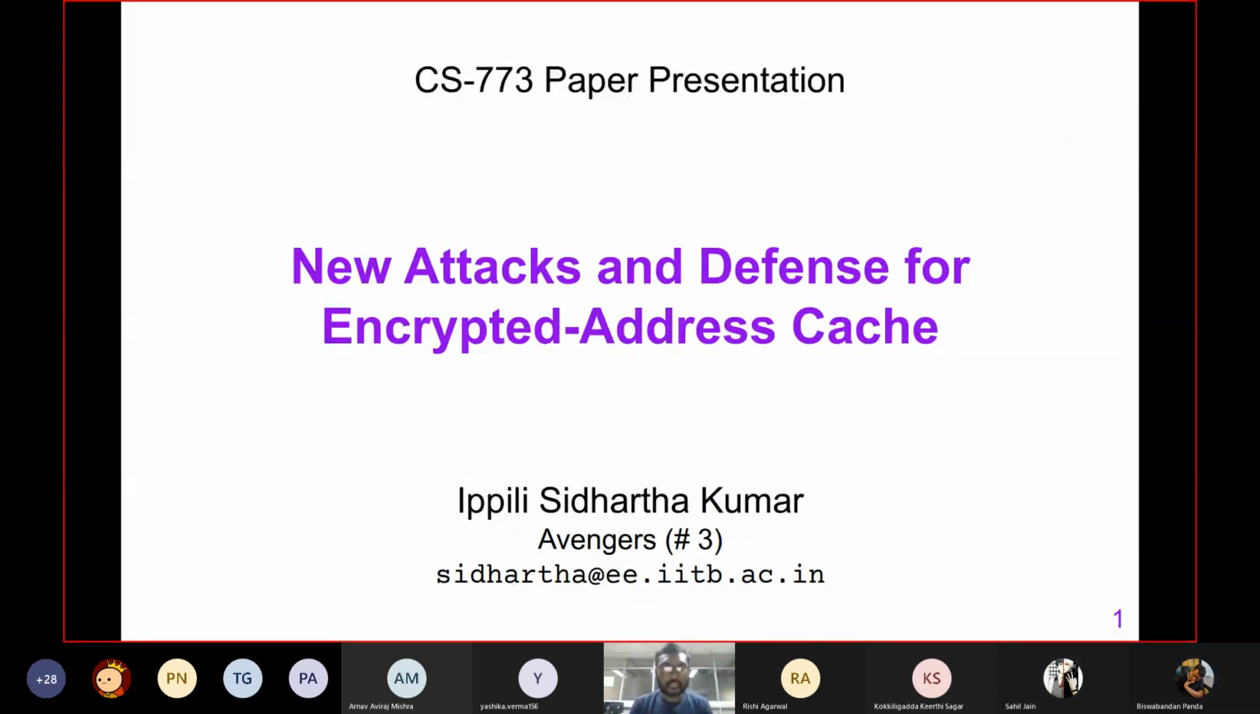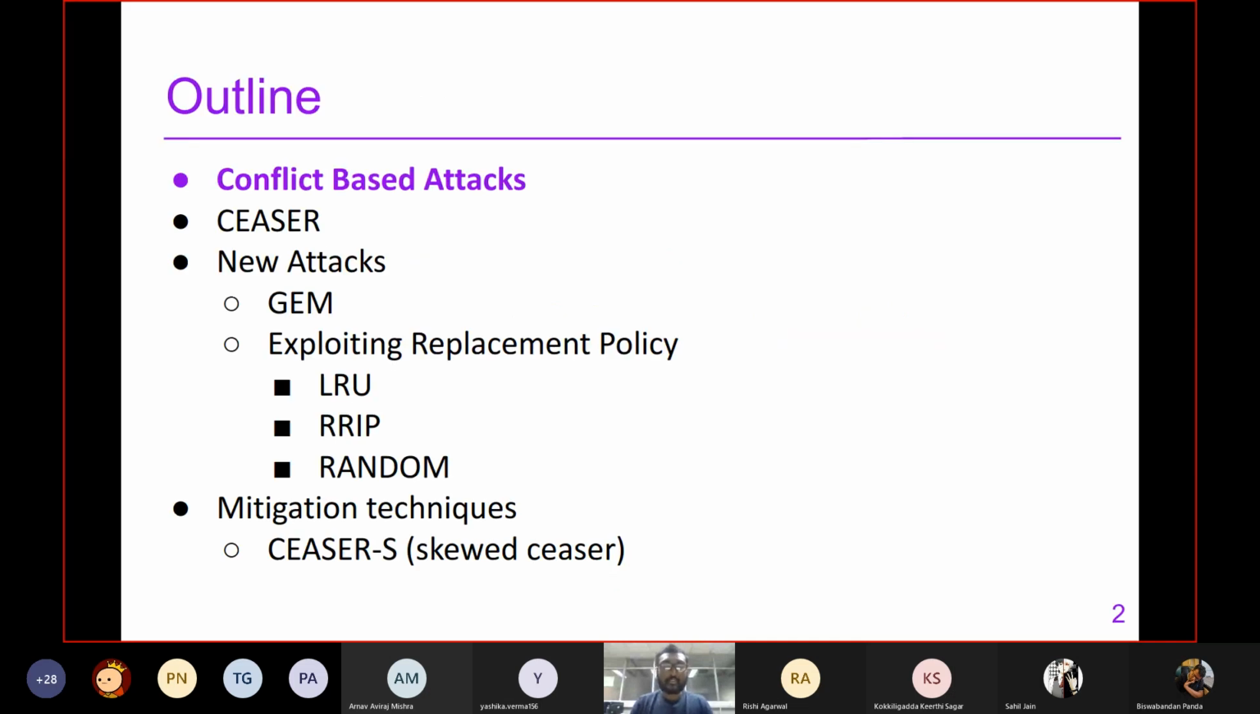So myself Siddharth and I am going to present the paper titled New Attacks and Defense for Encrypted Address Cache. So the main contributions of this paper can be divided into two categories. First is they try to develop fast eviction set finding algorithms that can be used to attack systems which have some cache randomization based mitigation techniques. And then they also try to come up with some modifications to those randomization techniques where these fast eviction set forming algorithms also fail to attack.